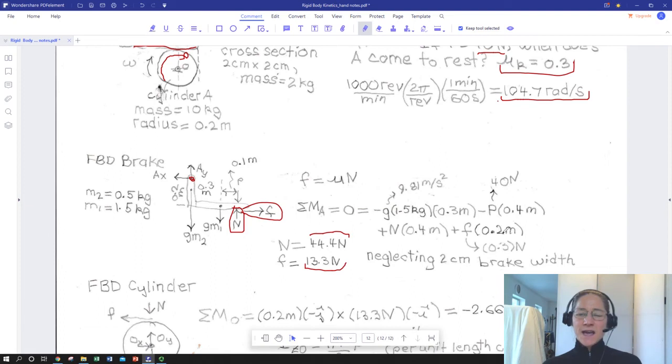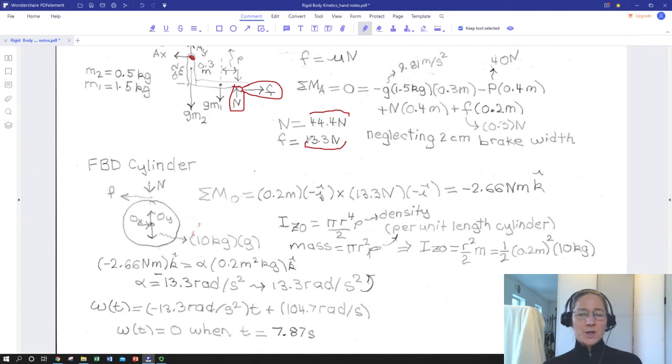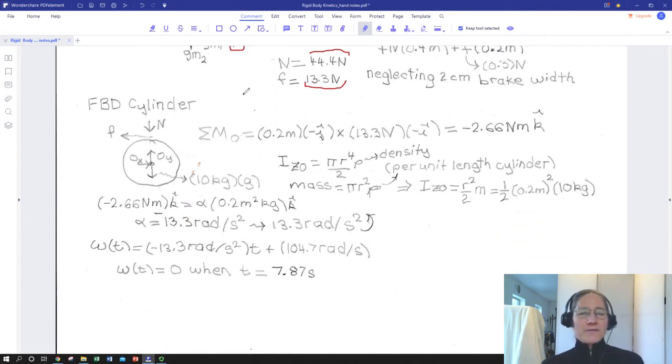And for these calculations, I've neglected the 2 centimeter brake width, so I've taken everything at the center of mass, and I've neglected the offsets for the actual angle iron. It's very small compared to the other dimensions, so these are approximate, but pretty close. So with a value for F, I can bring that down and use it in my cylinder FBD, where I find that it is in fact the sole force capable of producing a moment. I don't have any applied couples.